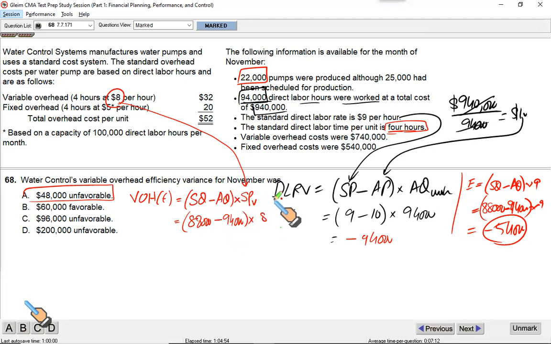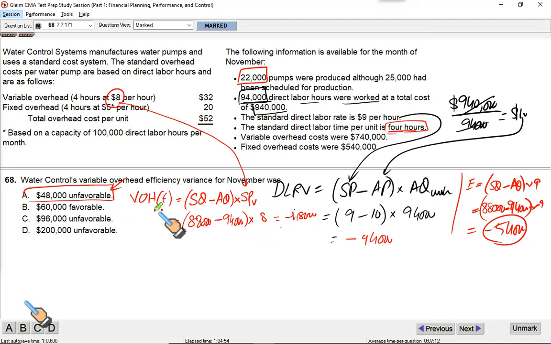If you simplify this, 88,000 minus 94,000 multiplied by 8, it's going to be negative 48,000. Interestingly, this is already circled. So your minus 48,000 is the variable overhead efficiency variance.